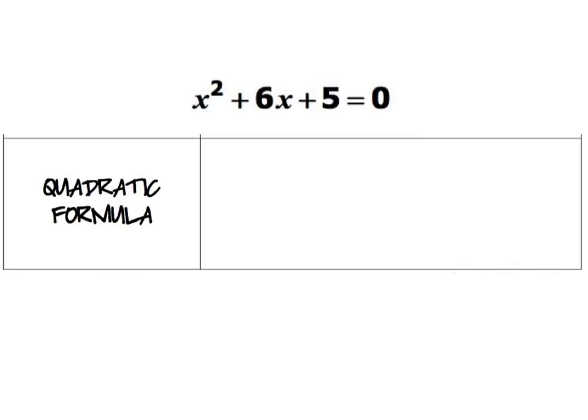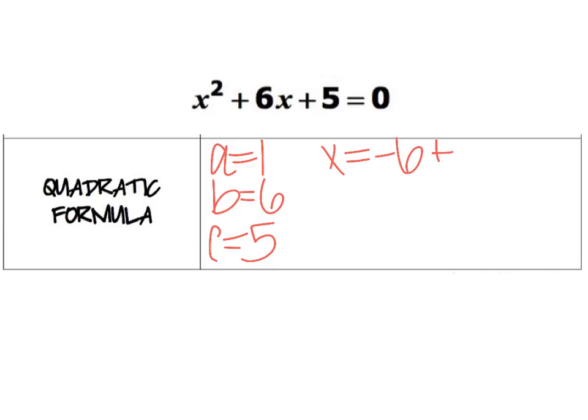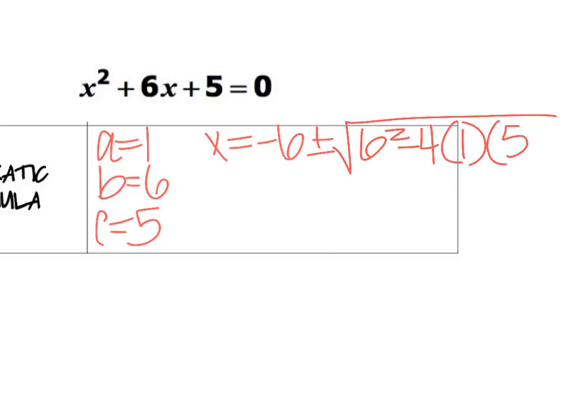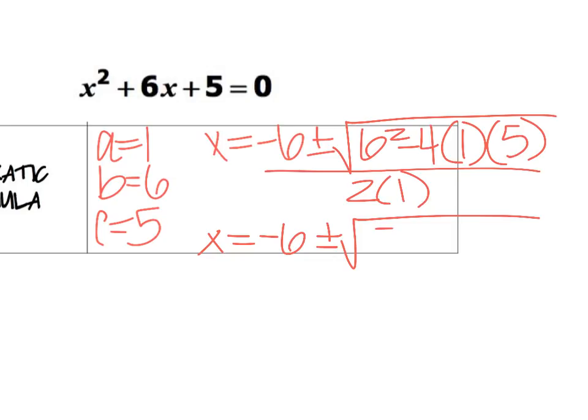All right, and last but not least, we can solve this problem by using the quadratic formula as well. So we identify that a is 1, b is 6, and c is 5. And then we plug it into the quadratic formula. So x equals negative b, negative 6, plus or minus, I'm just going to scoot this over so we have some more space here, plus or minus the square root of b squared minus 4 times a times c, all over 2 times a. Simplify things down, so negative 6 plus or minus the square root of 36 minus 20 over 2.